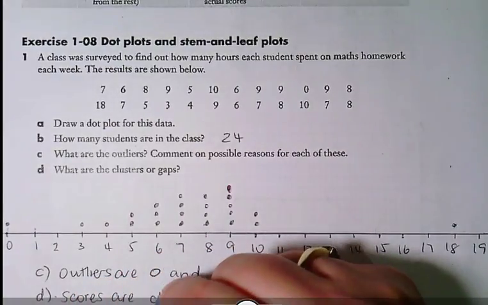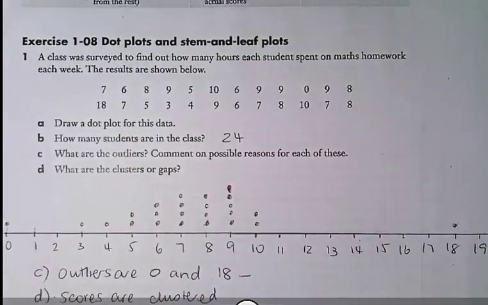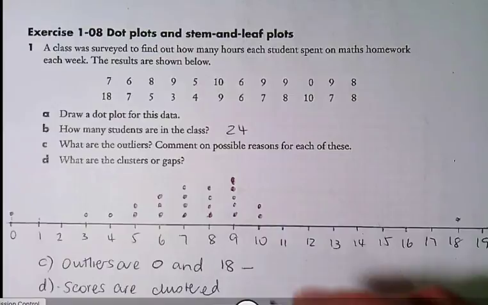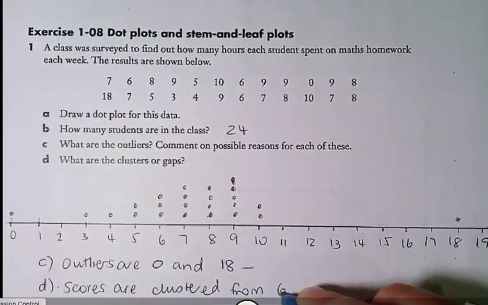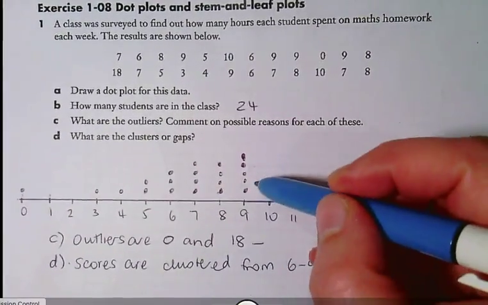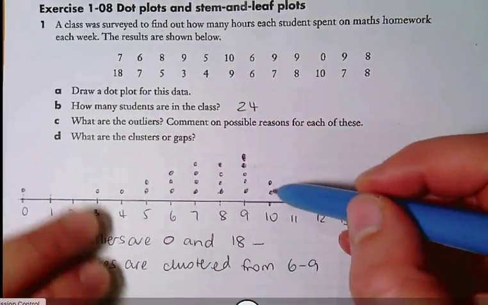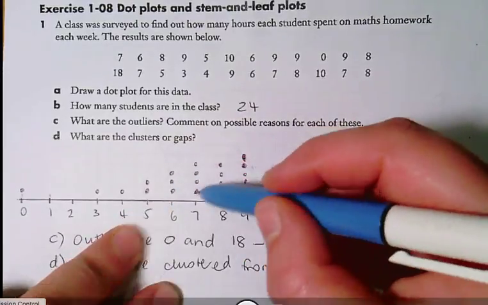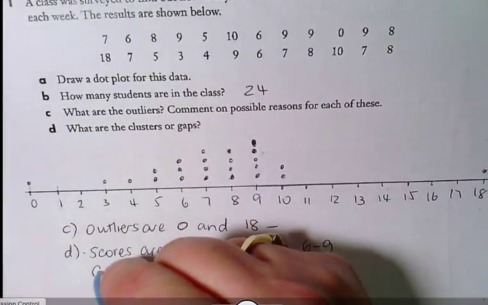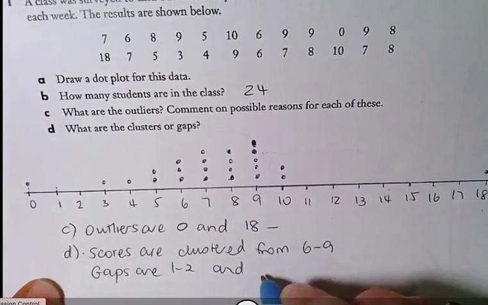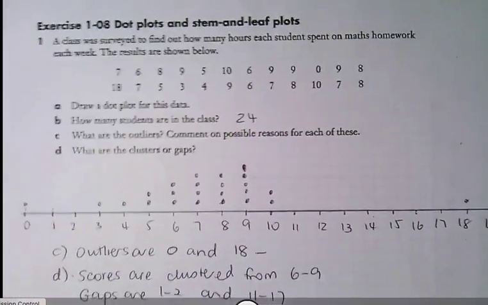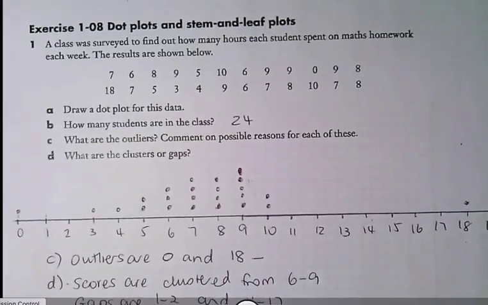So the scores are clustered. It looks like a lot of the scores are around here between 6 and 9. From 6 to 9. Okay, so the scores are clustered from 6 to 9. I know we've got these two here at 5 and 10, but it's like these have got the highest frequencies, okay? And the gaps are at 1 to 2 and from 11 to 17, okay? All right, that's question 1. So that's just a really simple question, okay?